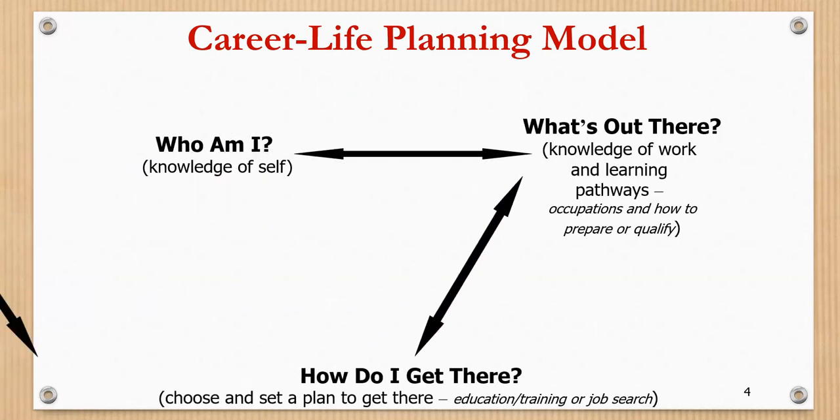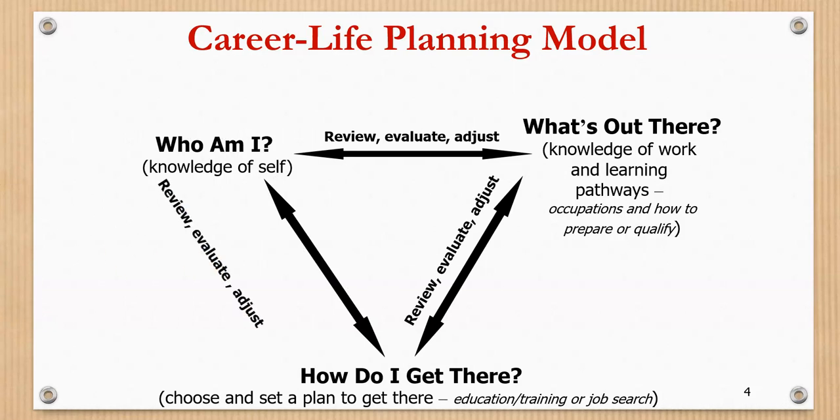Just going to remind you of the career life planning model and its various components, which we have already seen in this course. This is a bit more of a dynamic version of the model. So remember, who am I? Knowledge of self, what's out there, knowledge of work and learning pathways. And now we're focused on the third stage, how do I get there, where clients are going to choose and set a plan to achieve their goals.